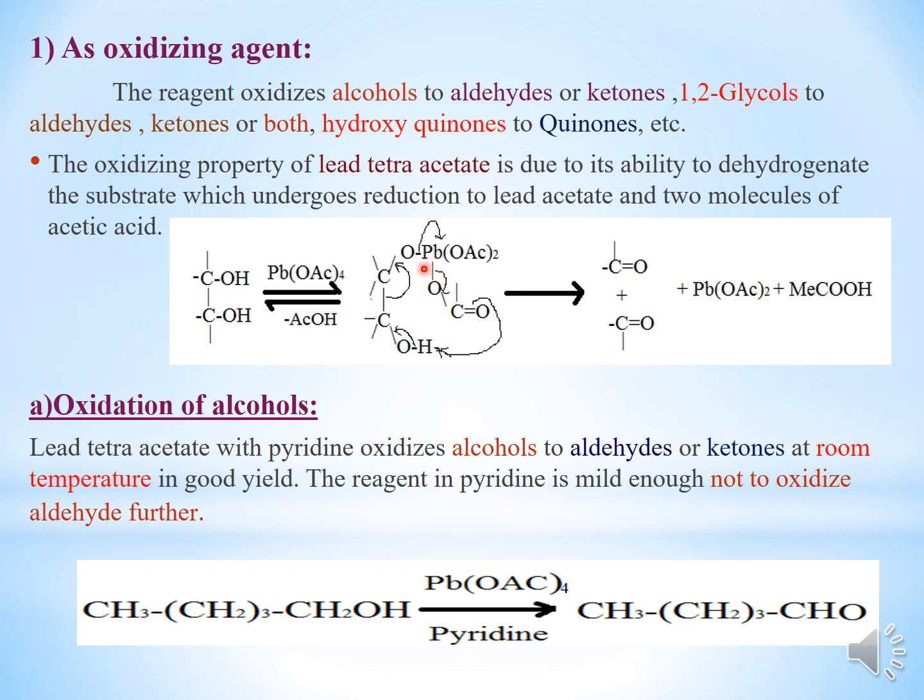You have to open up one of the acetates, then only the mechanism is possible. First, this oxygen's double bond shifts and abstracts the proton. Meanwhile, this bond shifts to this side, and then this bond shifts, cleaving the whole lead diacetate moiety, and you result in 2 ketone moieties.